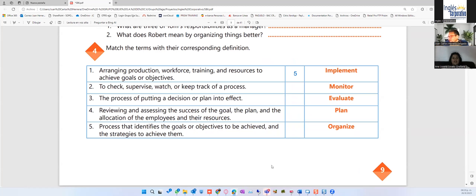We can check the relationship there, the concept and the description. That's correct. The one is arranging product, workforce training, and five goals, objectives. Maybe it's a plan. I don't know. What do you think? Okay, preparation, workforce training, research. Or organize. Maybe organize. Yes.